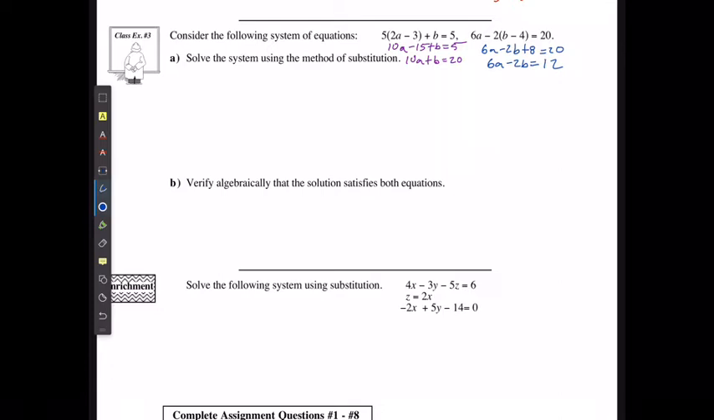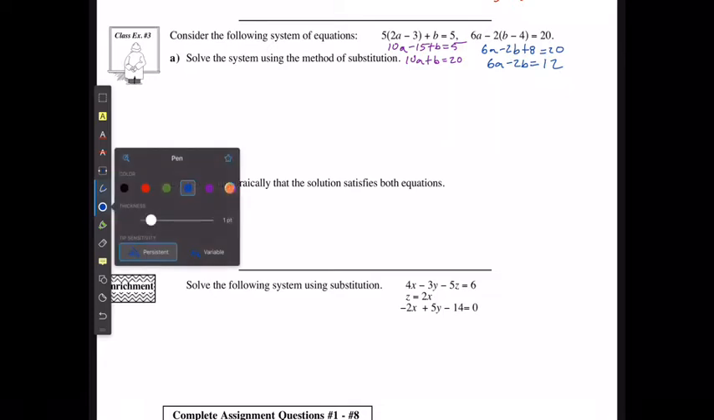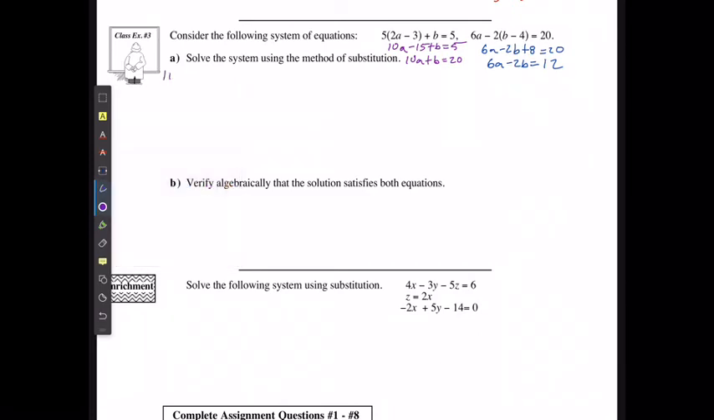Now, I can choose which one I want to isolate. Well, obviously, it's easier to isolate b for equation 1. So if 10a plus b is equal to 20, then b is going to equal negative 10a plus 20.